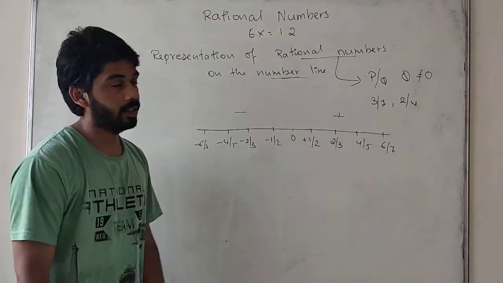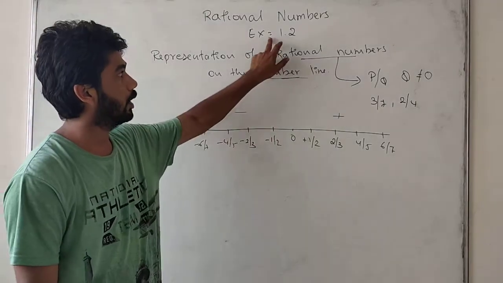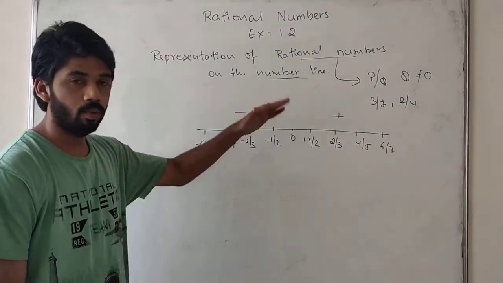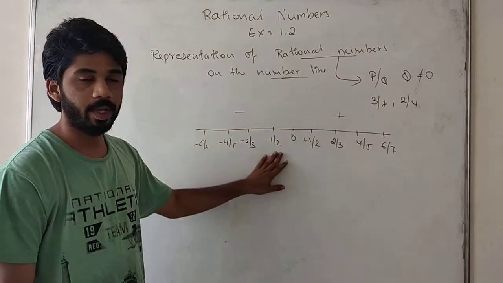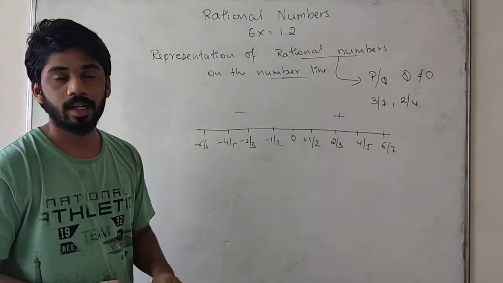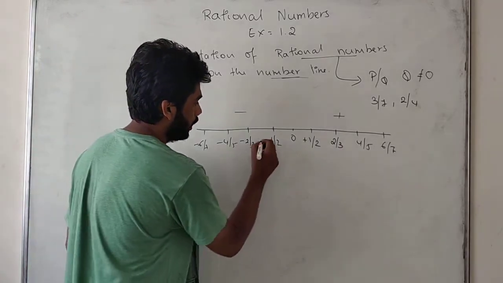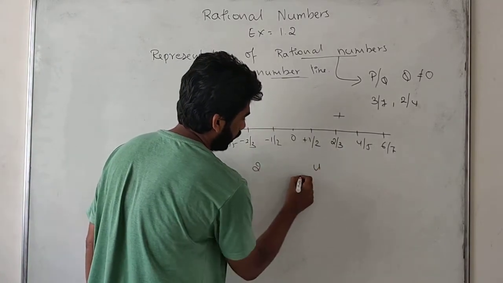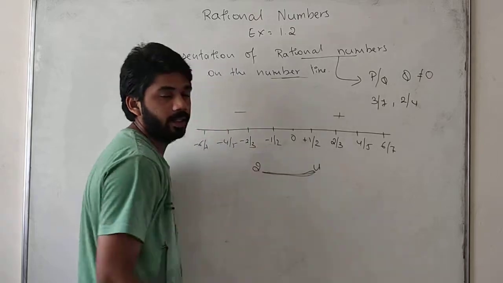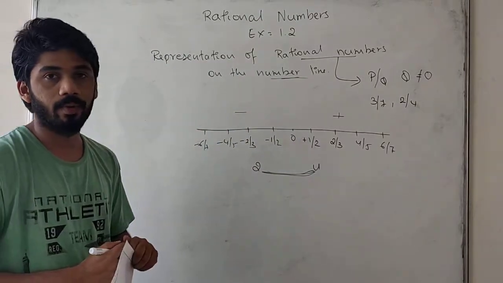In this chapter we are going to do exercise 1.2. The whole exercise will be on this page only. We have to find the numbers between any two numbers. They will give any two numbers in the question, for example 2 to 4. How many rational numbers can we write between them? We have to find it out.